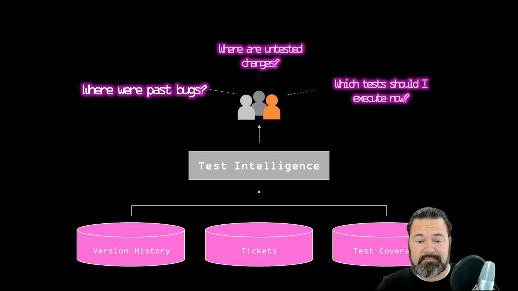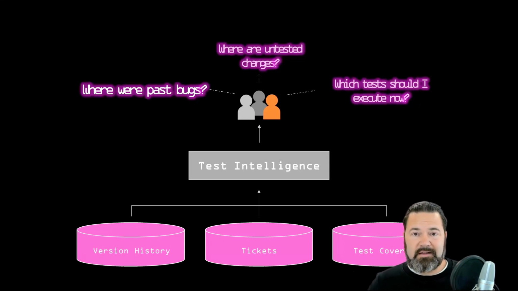However, we can also use that information about which changes were made and which tickets were fixed in the past to see where most bugs in the past were. And I want to give an example from a different system to show what I mean by that.